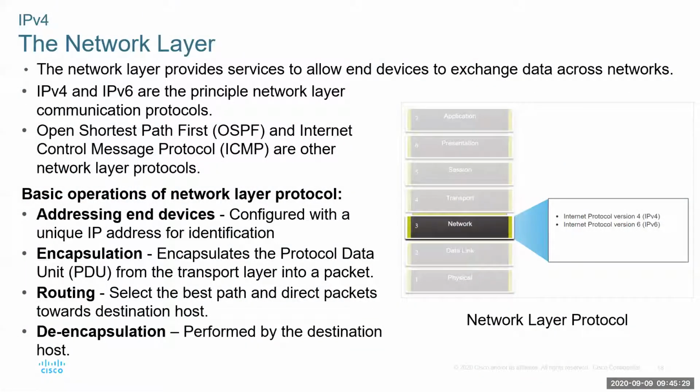All right, so IPv4, this is going to be where you get most of your services today and allows end devices to exchange data. IPv4 and IPv6 are the main network layer protocols. You could use things like OSPF and your Internet Control Message Protocol, ICMP, or other network layer protocols. OSPF is going to be more for routing, where your ICMP one here is going to be more for pinging and testing and confirmation of message delivery.